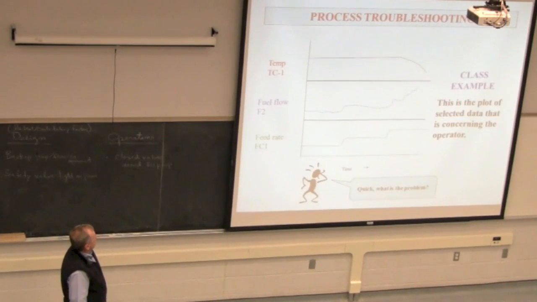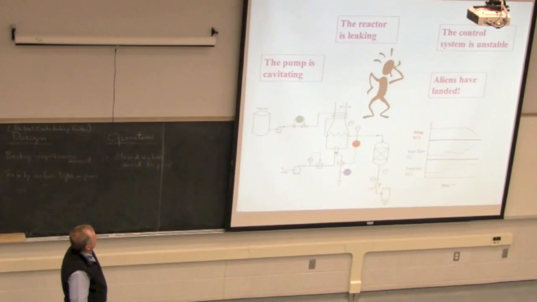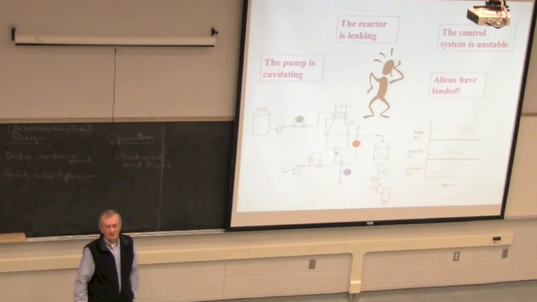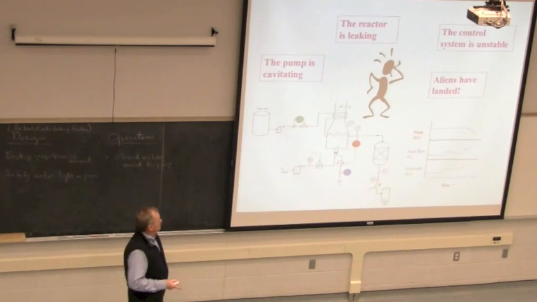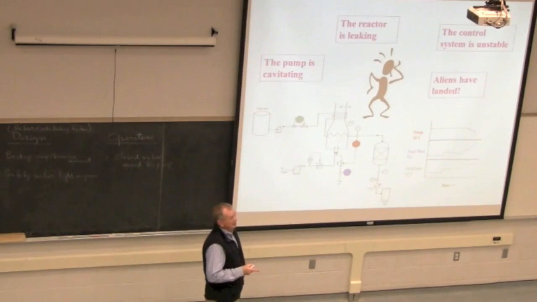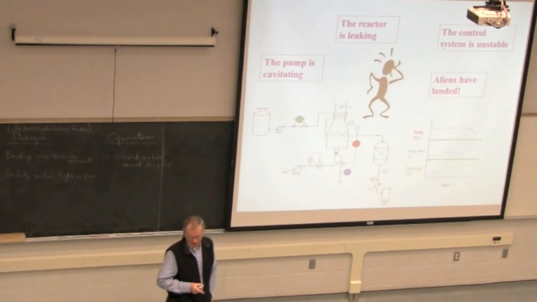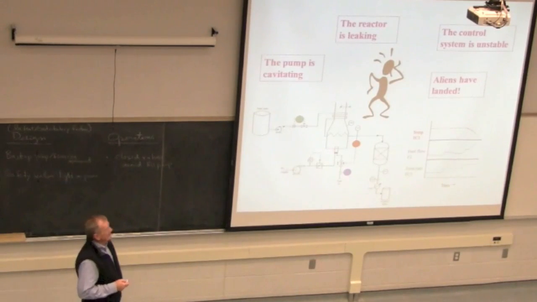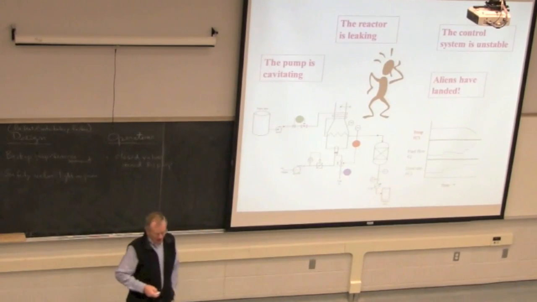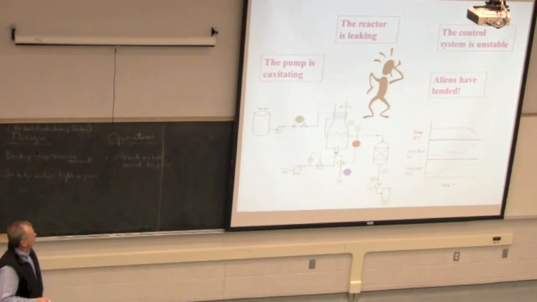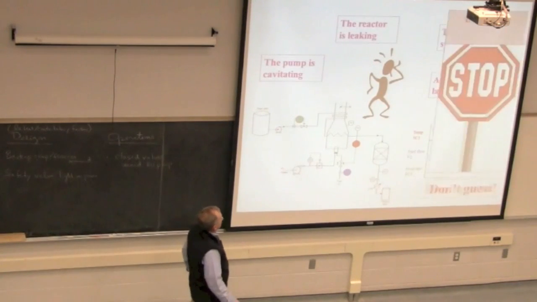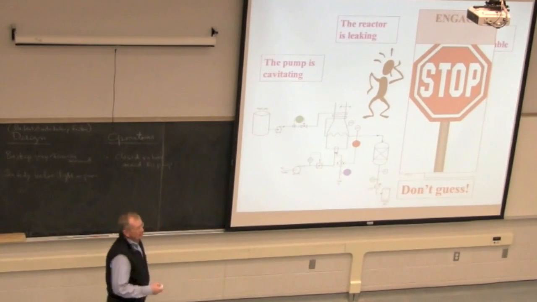So quick, what's the problem? Okay, the pump's cavitating, the reactor's leaking, aliens. You're not going to get full credit on the final exam if your final answer is aliens have landed. This is not going to work. You might get partial credit. Minus one for wise. All right. So we have to control our emotions. Don't guess. Don't panic.